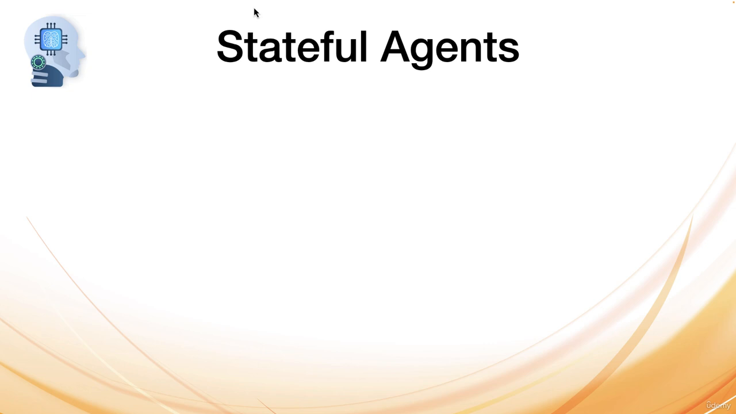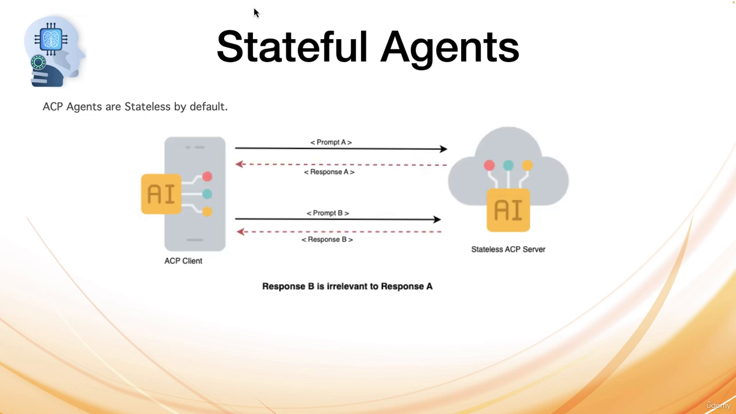Let's talk about the very important topic of stateful agents. In ACP, all the agents are stateless by default. When we say stateless, it means that the ACP has no history of previous interactions that you have had with the ACP server. For example, if your ACP agent uses a large language model, you will send a request as a prompt to the large language model and you get a response. The next time you send a prompt, the response is only about that prompt and has no relevance to the previous prompts that you have sent to the large language model.